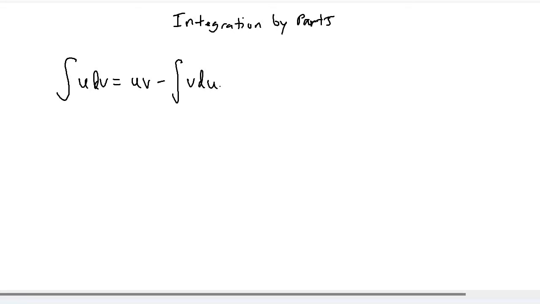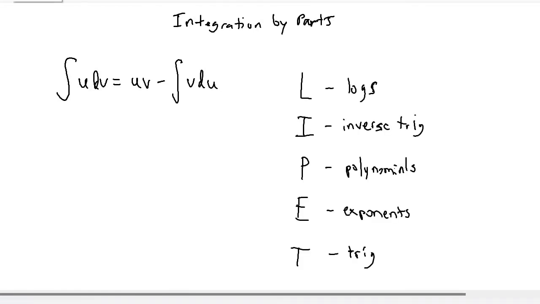So basically we need to be able to identify four things: u, v, du, and dv. Now sometimes it can be tricky to identify what you should use as your u, and a good rule of thumb is by using the acronym LIPET. So L is for logs, I is inverse trig, P is polynomials, E for exponents, and then finally T is trig.